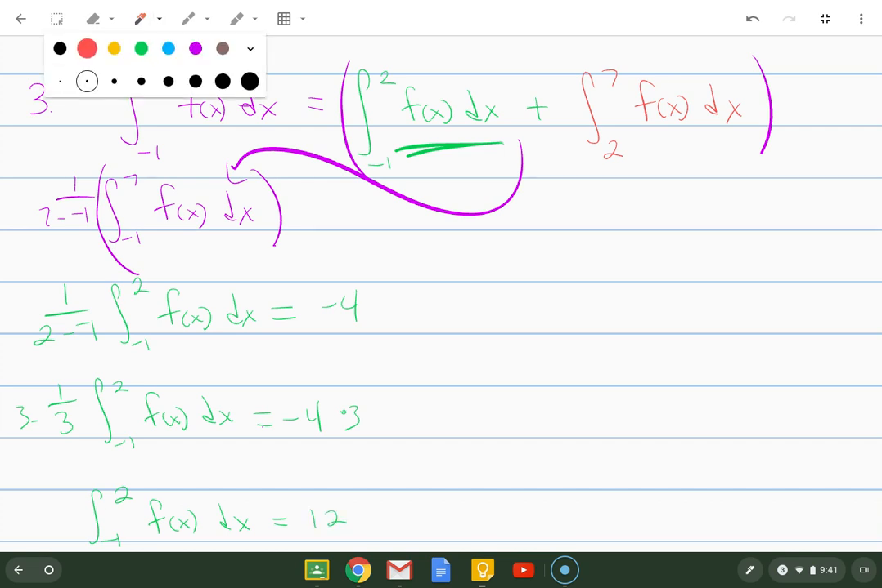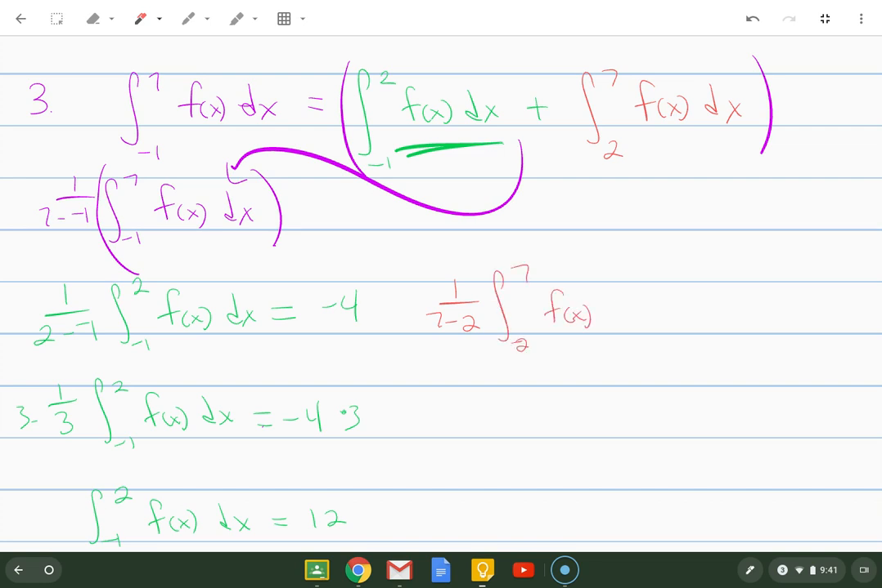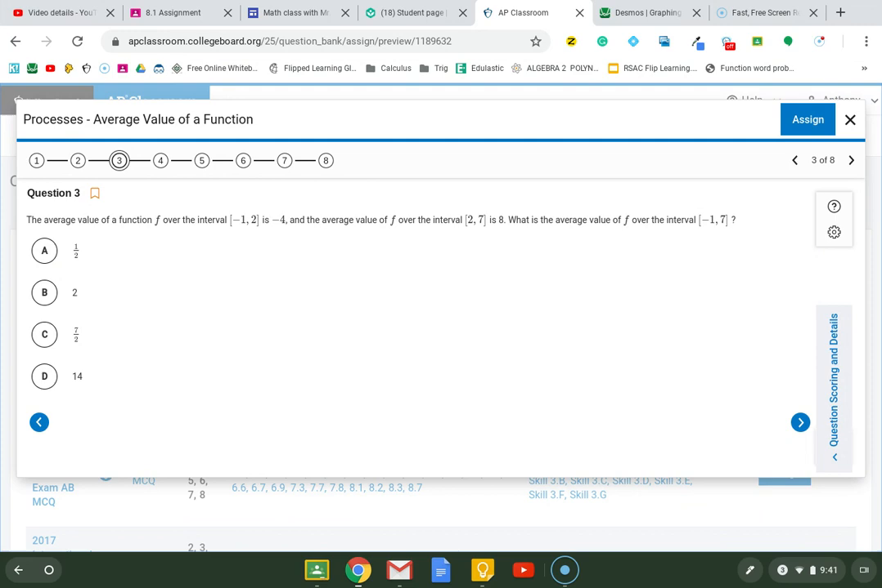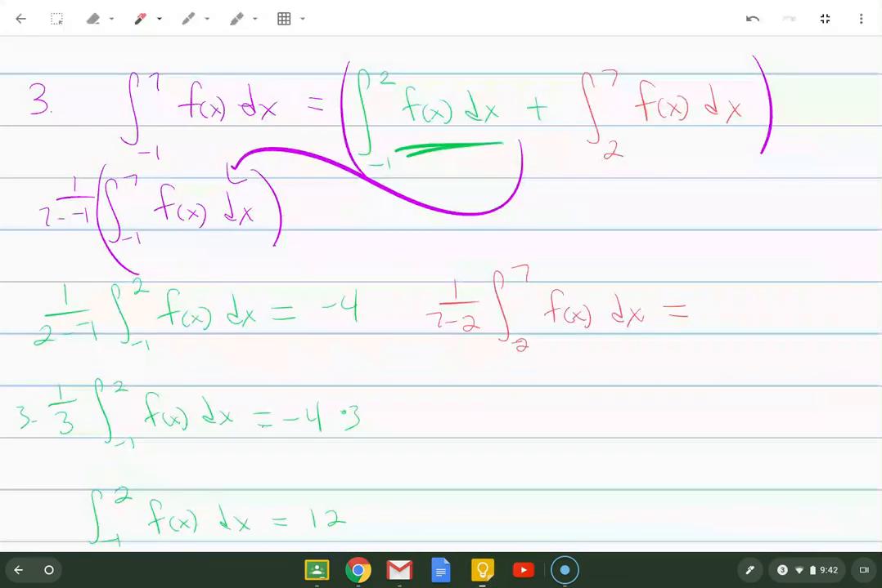Okay, so now we're going to do the same thing with from 2 to 7. The average is going to be 1 over 7 minus 2, the integral from 2 to 7 of f of x dx, and we know that is going to equal 8, from the problem. Then 7 minus 2 is 5, so we get 1 over 5 integral from 2 to 7 of f of x dx equals 8. If I multiply by 5 on both sides, I get the integral from 2 to 7 of f of x dx equals 40.